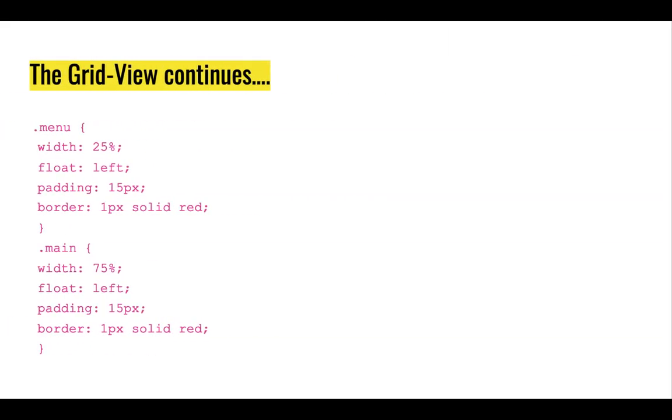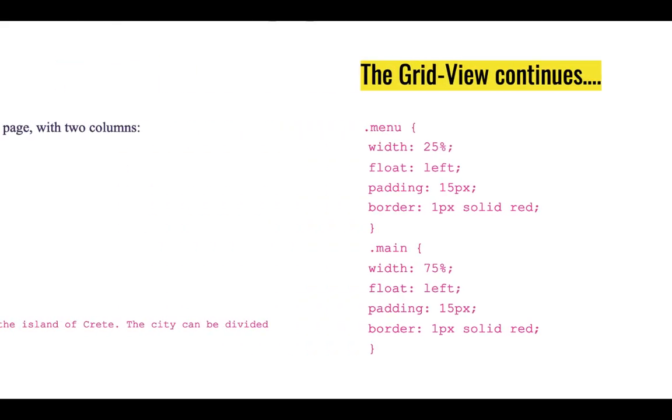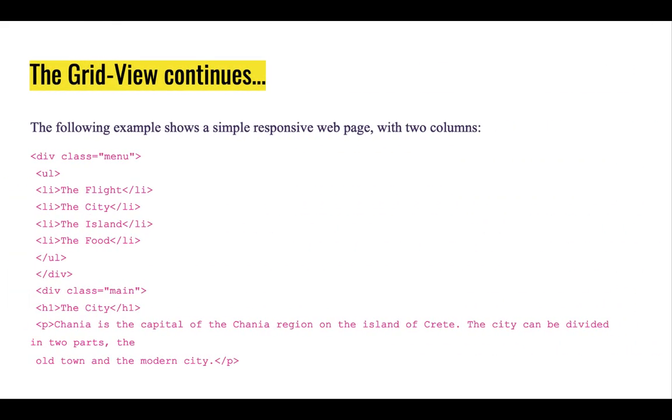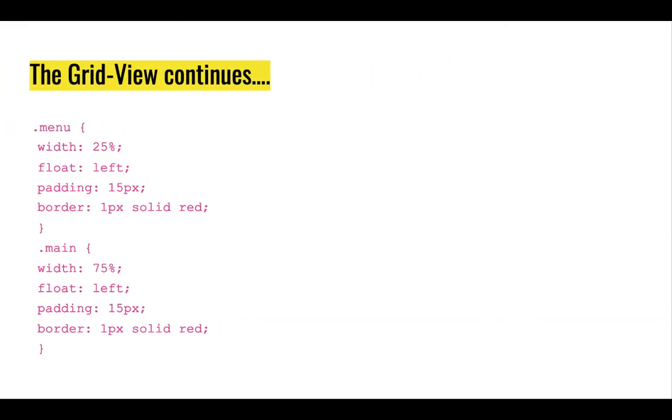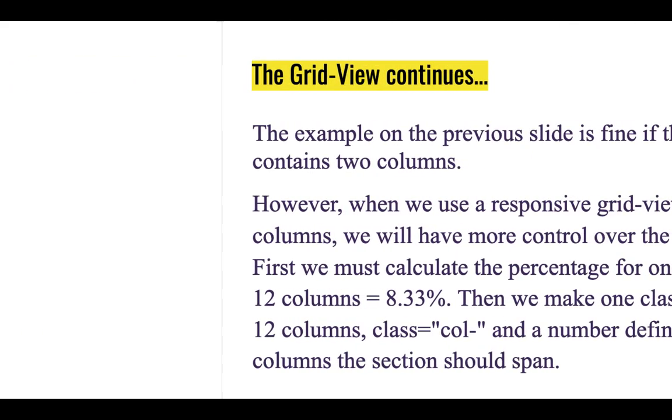Then we see the style. Don't forget, in the previous slide, which is what we have on now, the first div has a class of menu. Now menu has the following properties: a width of 25%, float left, padding 15 pixels, then the border property. While the second div has a width of 75%, float of left, padding 15 pixels, and also a border property.